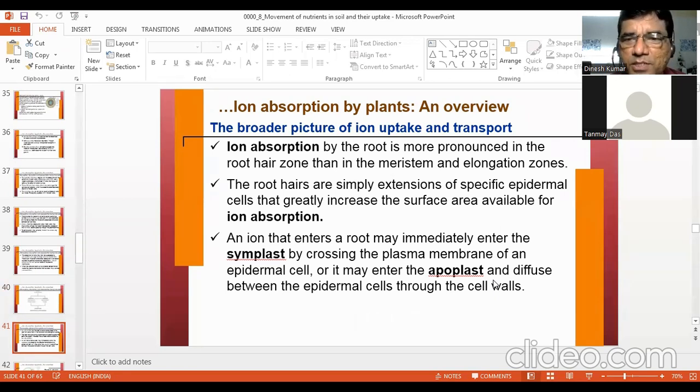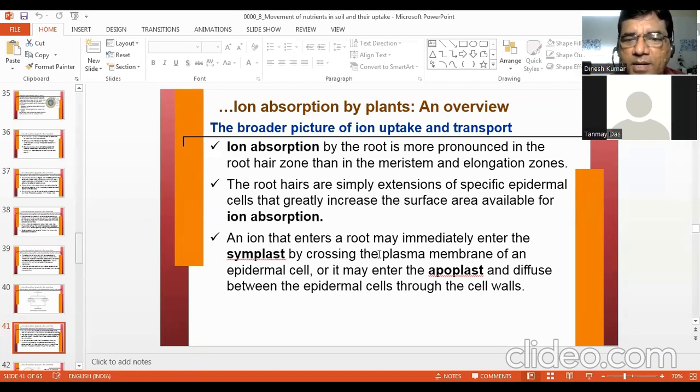Ion absorption by roots is more pronounced in the root hair zone than in the meristem and elongation zone. But that does not mean that it will not happen in the meristem and elongation zone. Any part of the root can absorb ions. The root hairs are simply extensions of specific epidermal cells that greatly increase the surface area available for ion absorption. So root hairs always originate from the epidermis. Extensions of certain epidermal cells are the root hairs.